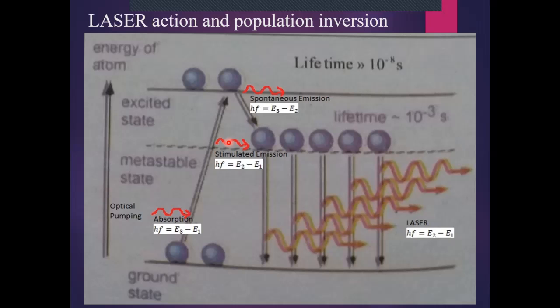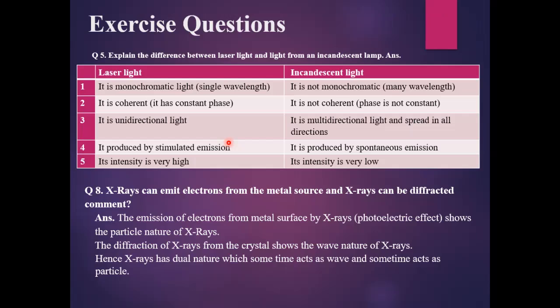Now in this lesson we will discuss the exercise questions and numericals. According to the reduced syllabus of the Federal Board, the first question which is included, that is question number 5: explain the difference between laser light and the light from an incandescent light bulb.